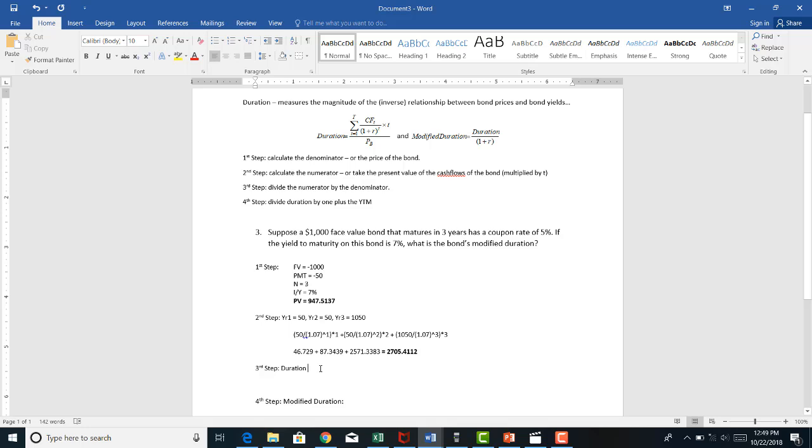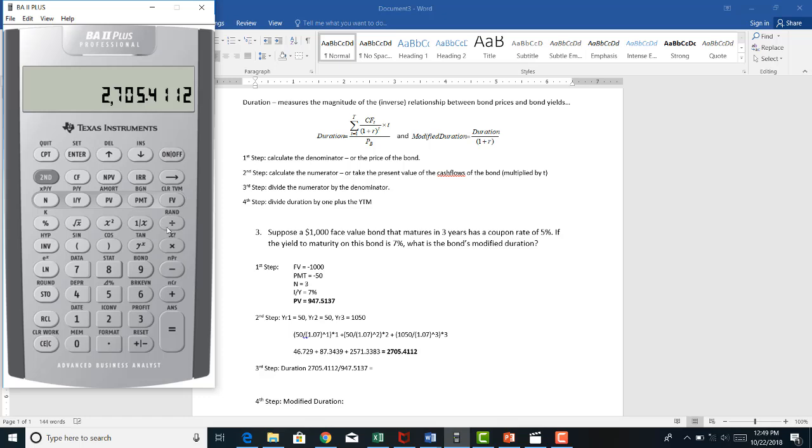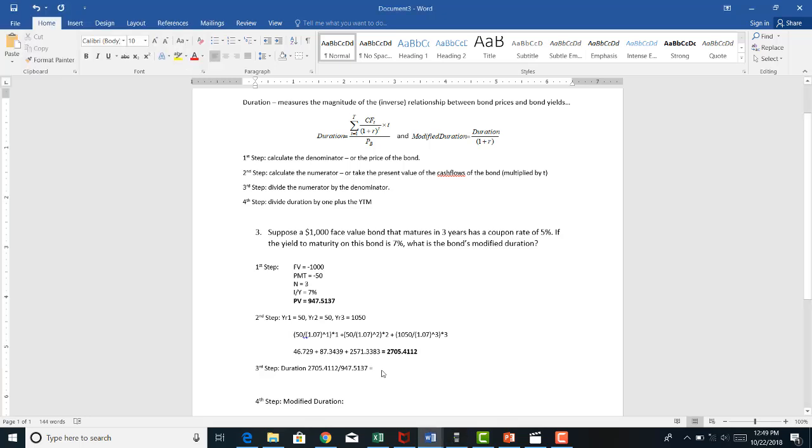When I'm calculating duration, I'm just going to take the numerator from step 2, 2705.4112, divided by the price of the bond that I obtained in step 1, $947.5137, and I get a duration of 2.8553.